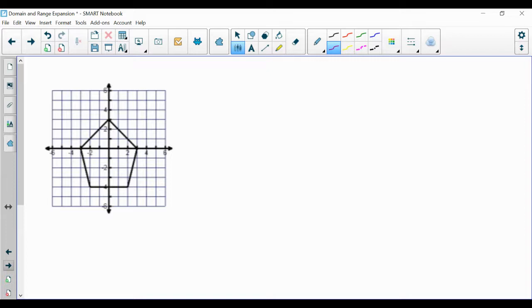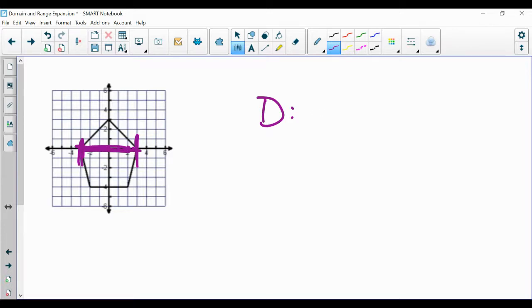What about this graph here? Domain is asking what x values are ever achieved. No x values are ever achieved out here, right? This graph starts existing at -3, and it achieves every x value between -3 and 3, and then stops existing beyond 3. So it only exists in this range. These are the only x values that this graph ever achieves.